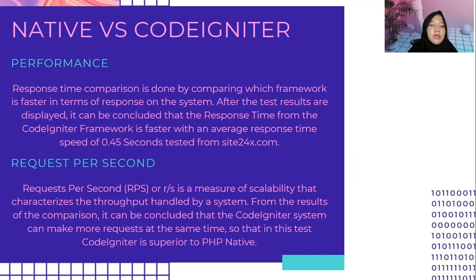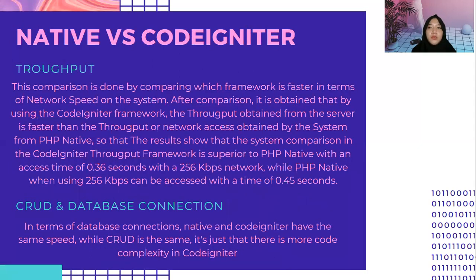Request per second, or RPS, is the measure of scalability that characterizes the throughput handled by a system. From the result of the comparison, it can be concluded that the CodeIgniter system can make more requests at the same time, so in the test CodeIgniter is superior to PHP native.